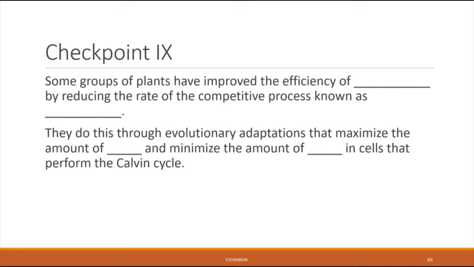And last but not least, fill in the blanks on this checkpoint. Some groups of plants have improved the efficiency of blank by reducing the rate of a competitive process known as blank, and they do this through evolutionary adaptations that maximize the amount of what and minimize the amount of what in cells that perform the Calvin cycle. When you're finished with this checkpoint, then you are finished with Chapter 8.